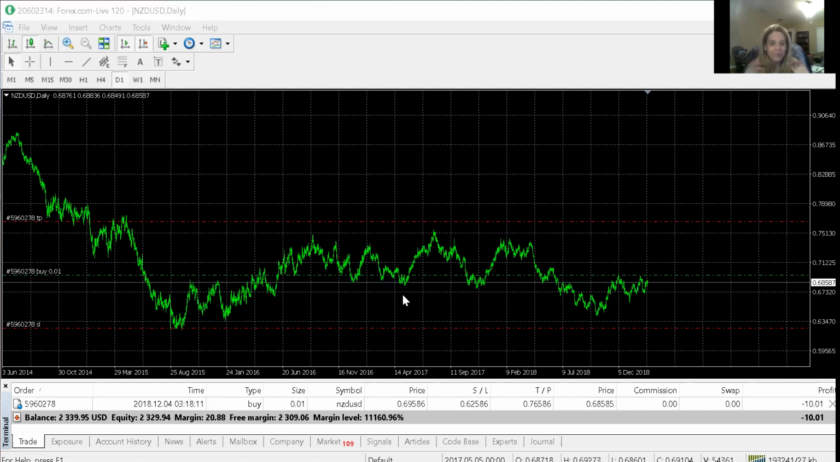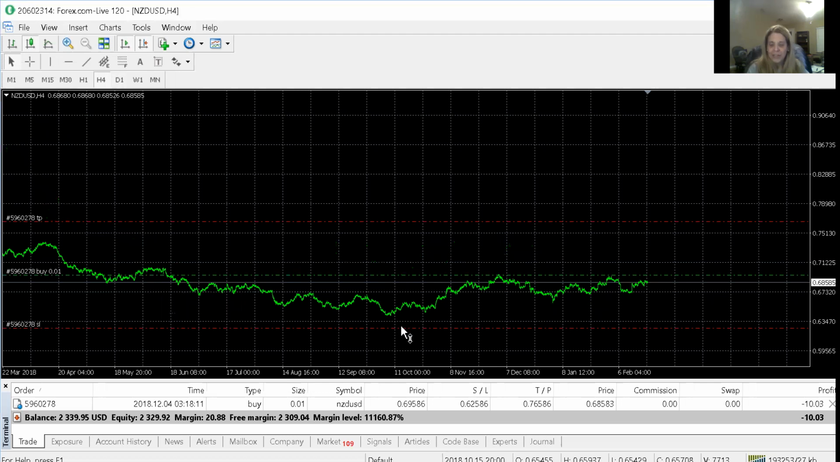I also have my entry price sitting at 0.69586. My stop loss is at 0.62586, and my take profit is 0.76586. I'm going to go down into the 4-hour time chart so you can see where my stop loss and take profit are sitting. My stop loss is a negative 7,000 pips or $70 negative. That's the most I will ever lose on this trade, because that's what a stop loss is.